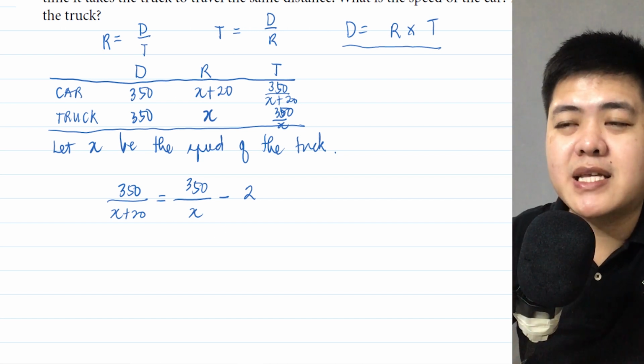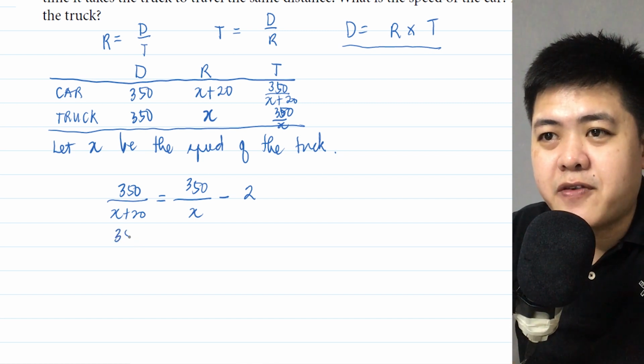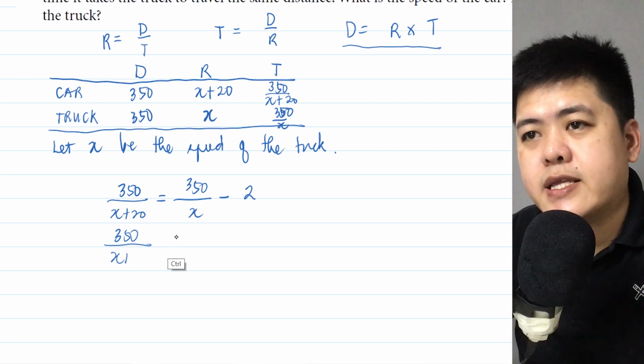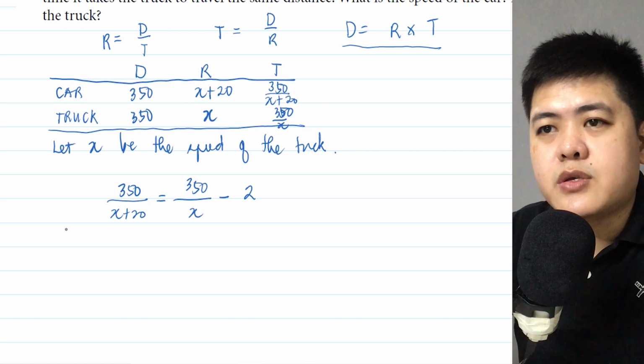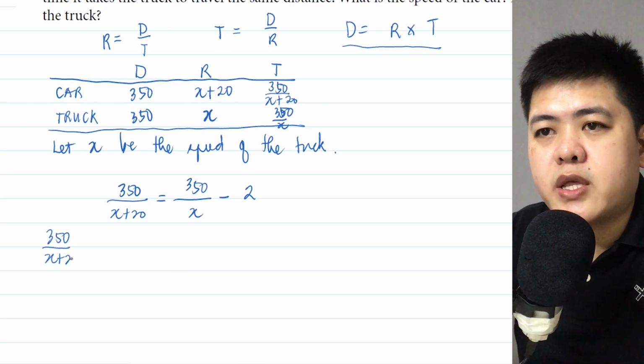Okay, so ang gawin natin, lipat natin lahat sa left side. So we have 350 over x plus 20 minus 350 over x plus 2 equals 0.